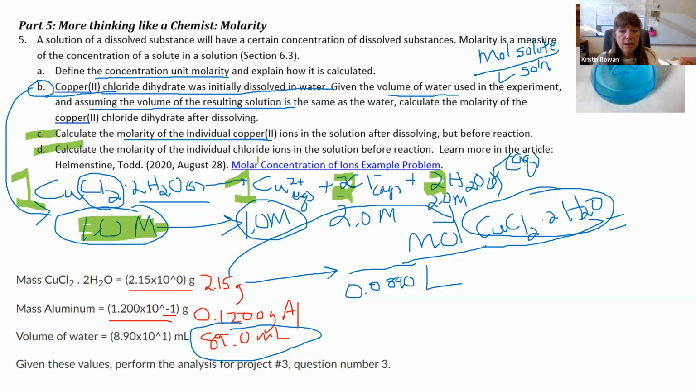And this Helmenstein is a really good site. These people do a lot of stuff on chemistry, and this was a nice example, this molar concentration of ions example problem, which is just kind of like what I did.